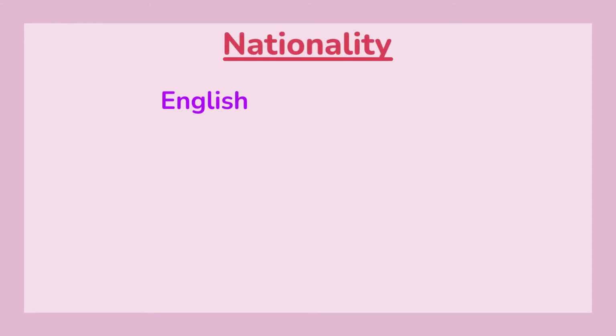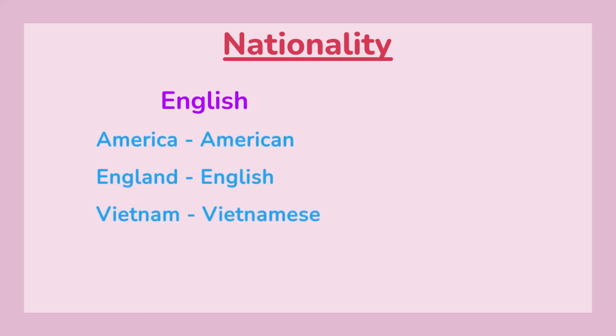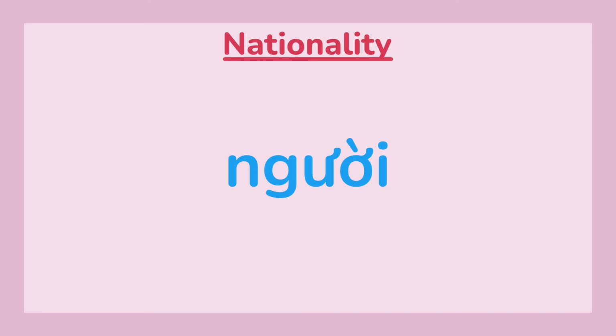Next, let's learn how to talk about your nationalities. Unlike English, in which there is always an adjective for every nationality, there are no such adjectives in Vietnamese. So, to talk about your nationality, first you have to learn the word người. I think the pronunciation of this word is really tricky for some learners, but don't worry, you'll be able to pronounce it soon. So, người means person or human.